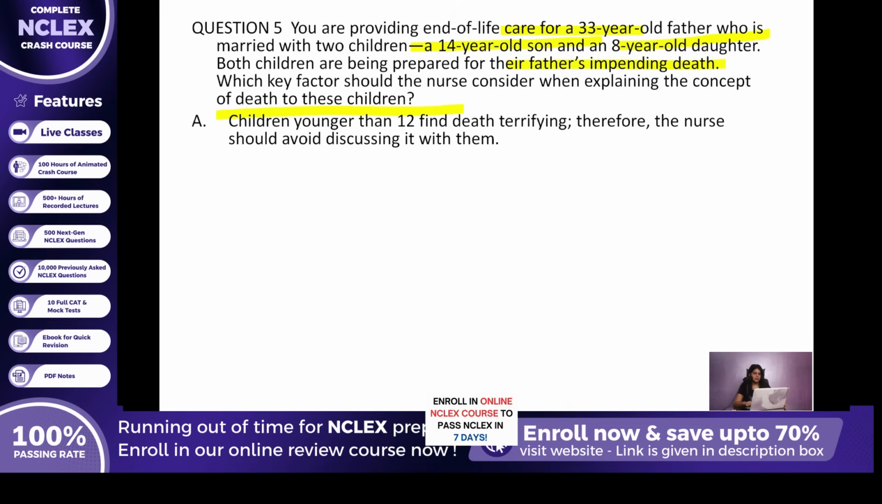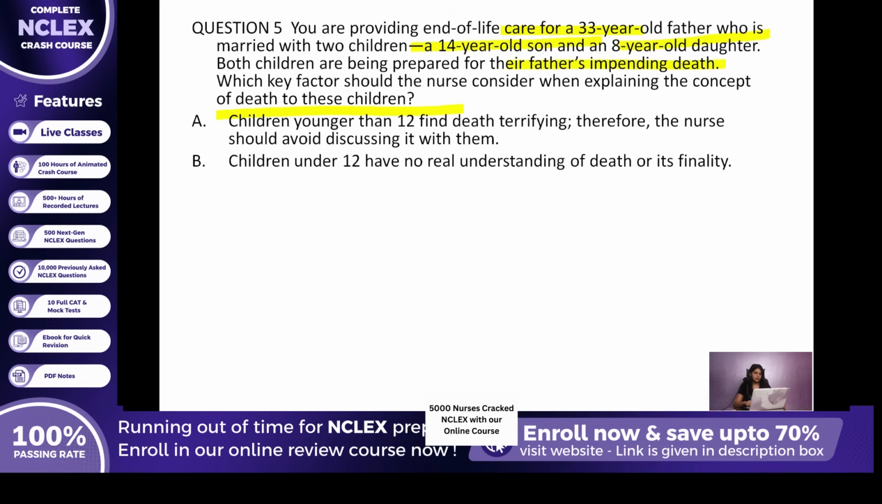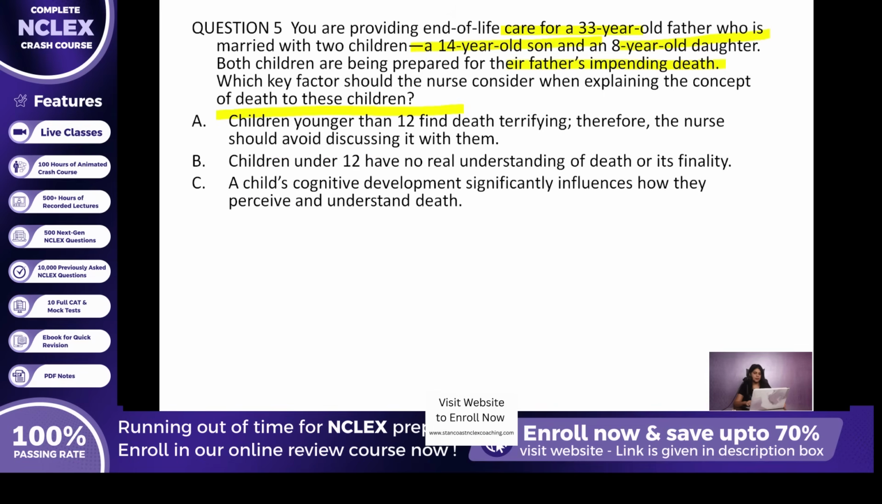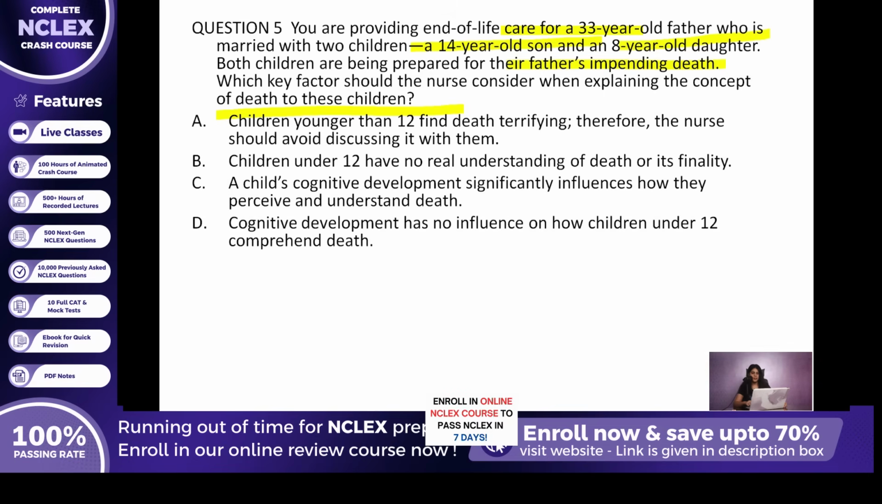A. Children younger than 12 find death terrifying. Therefore, the nurse should avoid discussing it with them. B. Children under 12 have no real understanding of death or its finality. C. A child's cognitive development significantly influences how they perceive and understand death. D. Cognitive development has no influence on how children under 12 comprehend death.